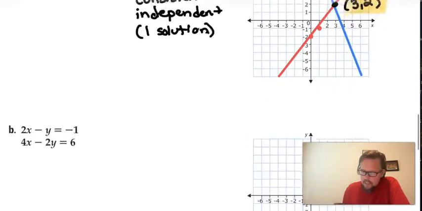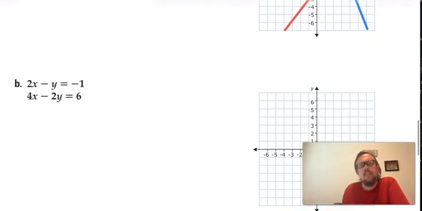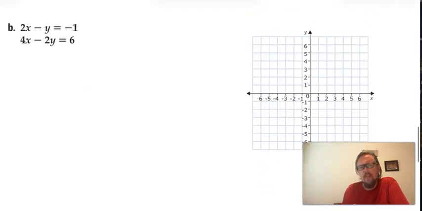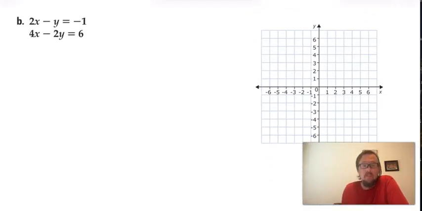Okay, so let's go ahead and graph our second one. Now, these are not in slope-intercept form. These are in standard form. So we've got a couple of options for how we could graph these. Option number one is put them in slope-intercept form and graph them. Option number two is that we can just find the intercepts. Since they're already in standard form, finding the intercepts seems pretty easy.